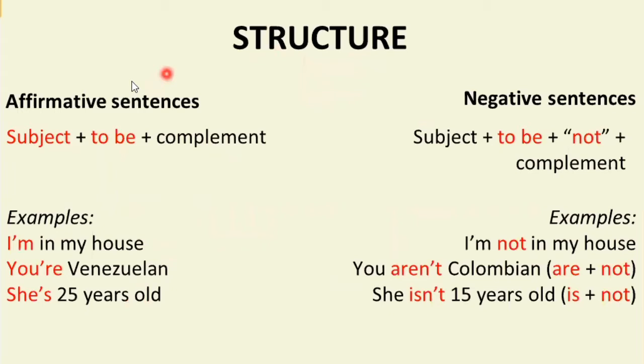The structure. We have the affirmative sentences: subject plus to-be verb plus complement, and we have negative sentences: subject plus to-be plus not plus complement. Remember that we can make contractions like this. We have the to-be verb are plus not. That's why we have aren't. Or we have is plus not, then we have isn't. These are contractions.